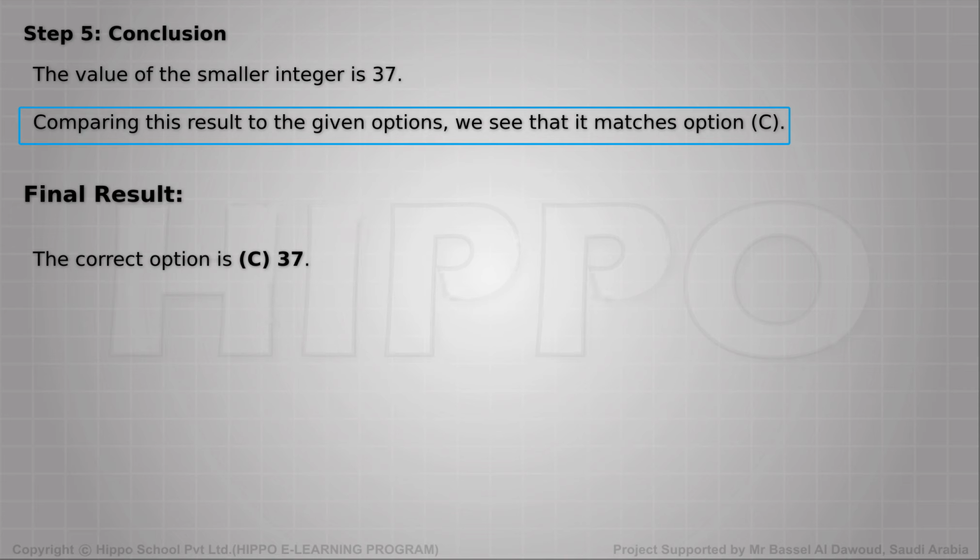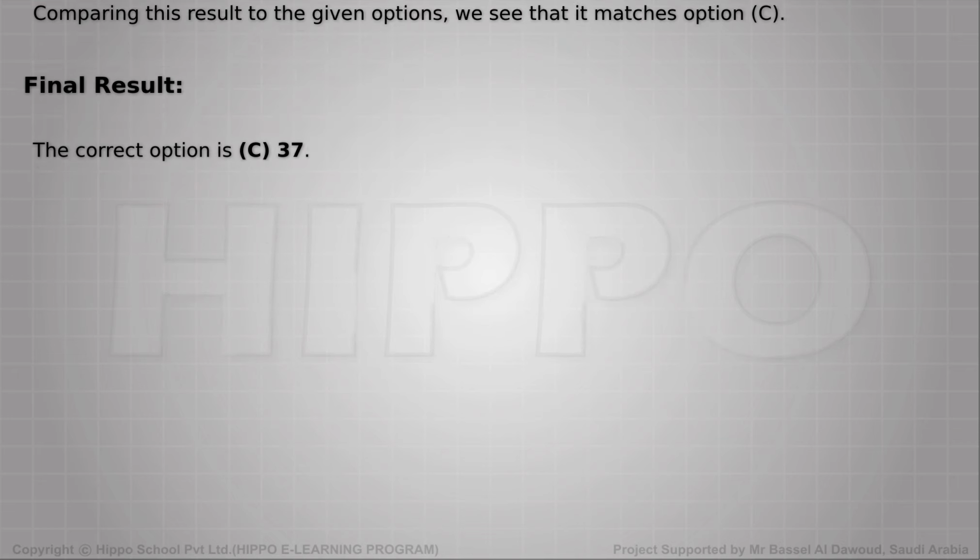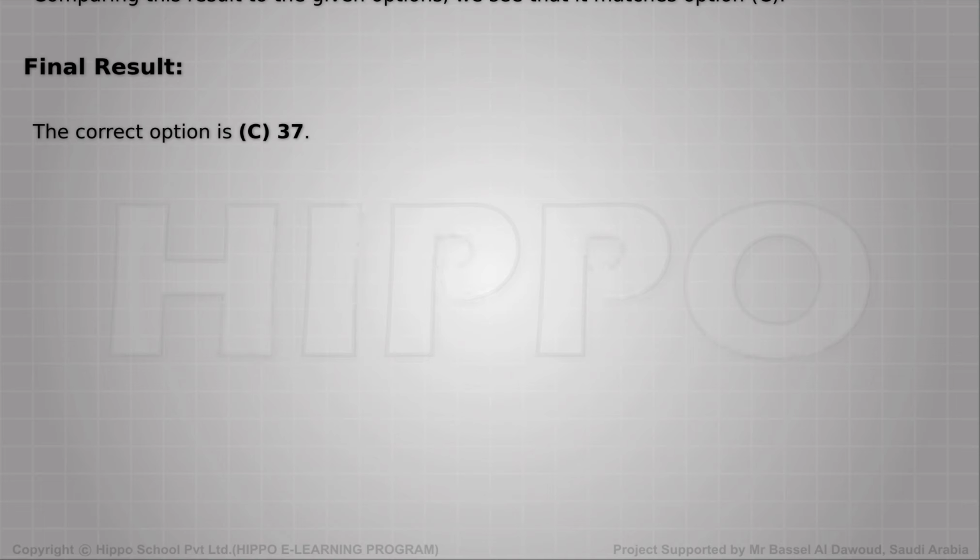The final part of any multiple choice question is to match our result to one of the options. Looking back at the question, we can see that our answer of 37 matches option C. And that brings us to our final result. The correct option is C, 37.